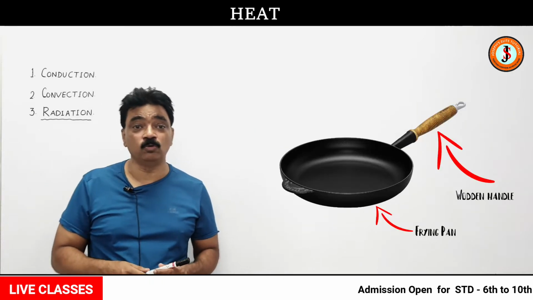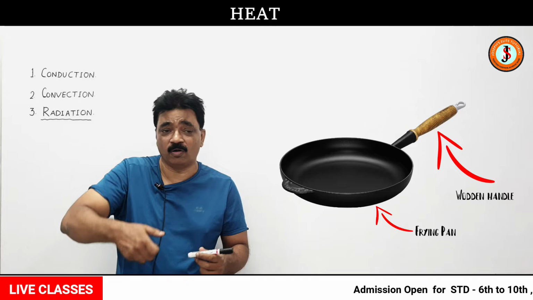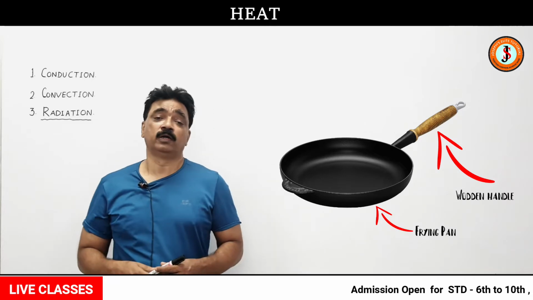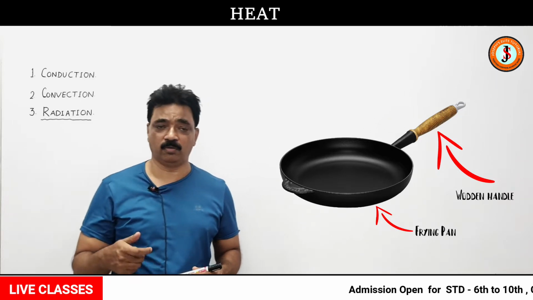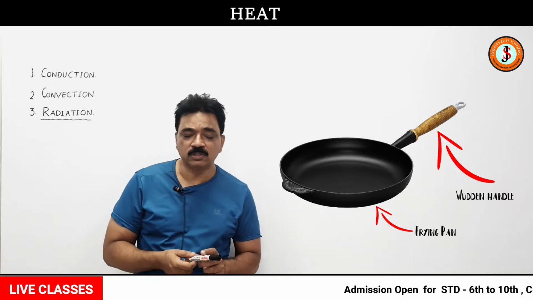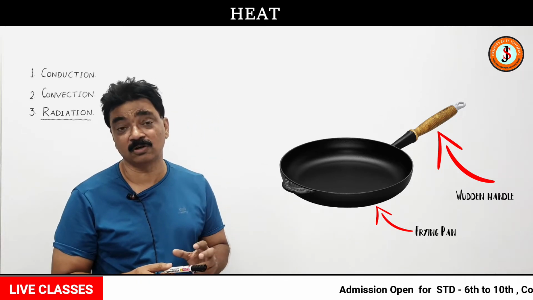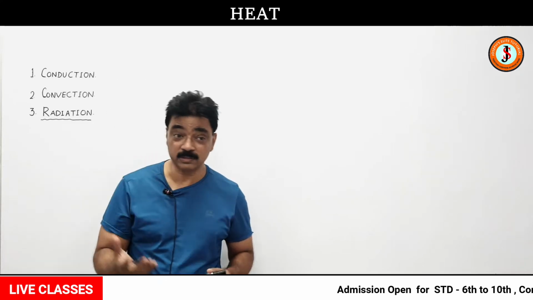And therefore in frying pans, pressure cookers, etc., the handle through which you hold them is an insulator. That means in those things heat does not travel very fast. So this is what it is.